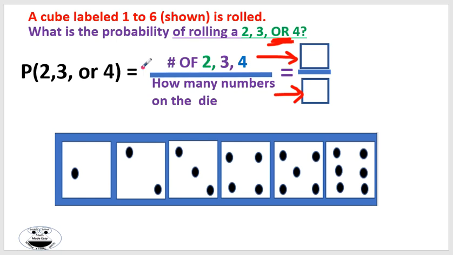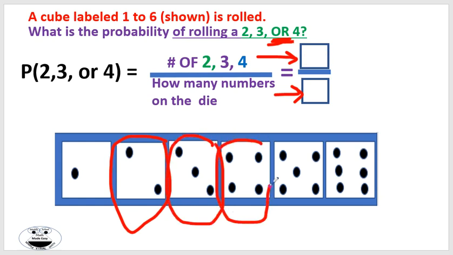So here we will need to find the probability of rolling a 2, 3, or 4. So what we're going to do is look at how many 2s, 3s, and 4s there are and add them together and put them in this box here for our first number in our fraction or ratio. So I see 1, 2, 1, 3, and 1, 4. So altogether there are 3, 1, 2, 3. If I take the number of 2s, 3s, and 4s, there are 3 of them.